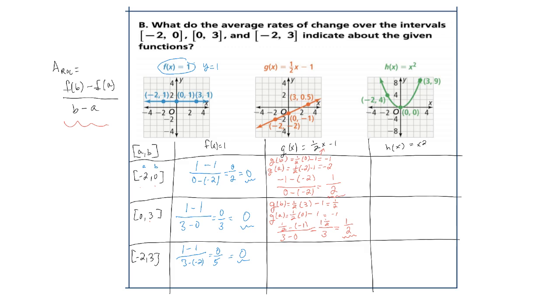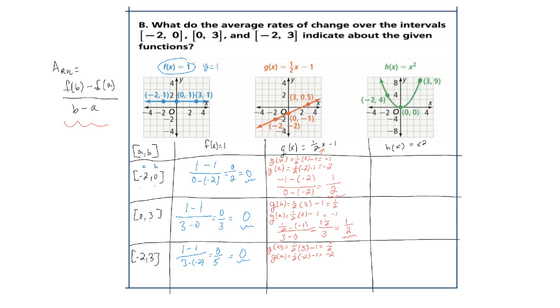The next one is g of b equals 1/2, and then our b again is 3, and then minus 1. So we get 1/2. Then g of a equals 1/2 times -2 minus 1. -2 times 1/2 is going to be -1. Minus 1 is -2.